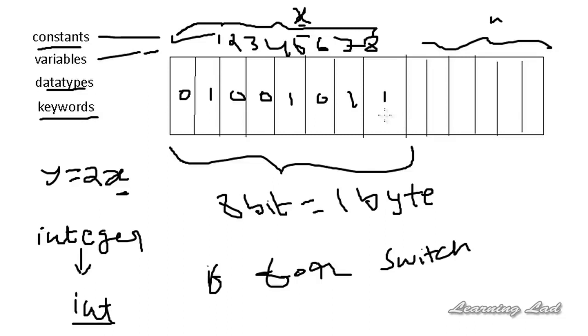So this is it, guys. This is about some information on the constants, variables, data types, and keywords.